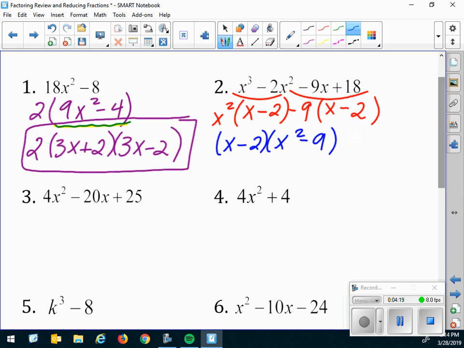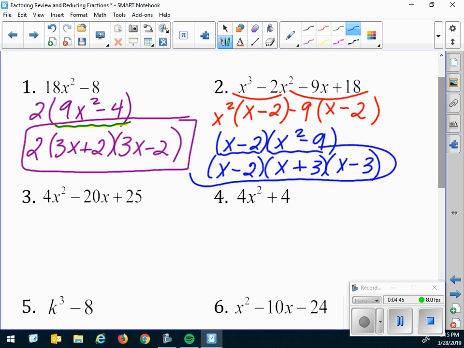And then you say, self, am I finished? There's a difference of 2 squares sitting right there. Can I do anything with x minus 2? No. So x minus 2 times x plus 3 times x minus 3. I hope from the bottom of my heart that you're saying, oh yeah, I can do this.